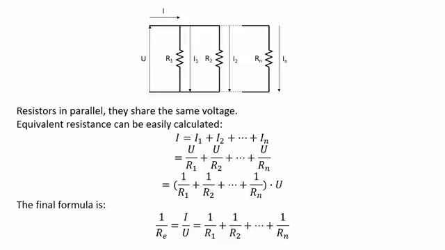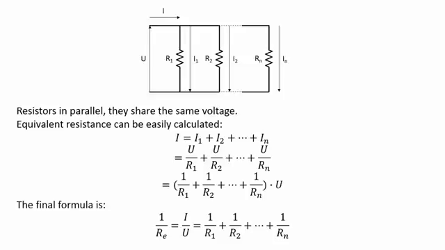Basically, we sum up all the currents from resistors. In turn, every current is the voltage across the resistor divided by the resistance of that resistor. So we get 1 divided by R1 plus 1 divided by R2 all the way to 1 divided by Rn, and all of that is multiplied by the voltage.